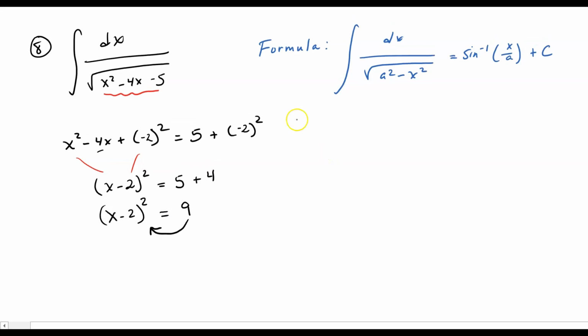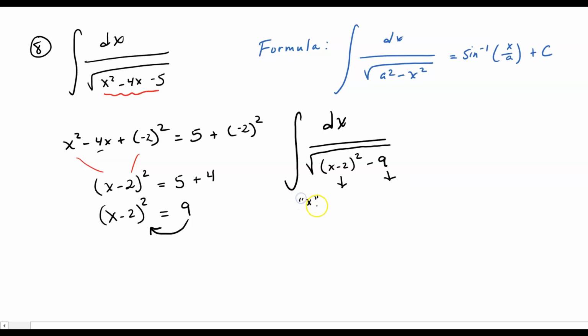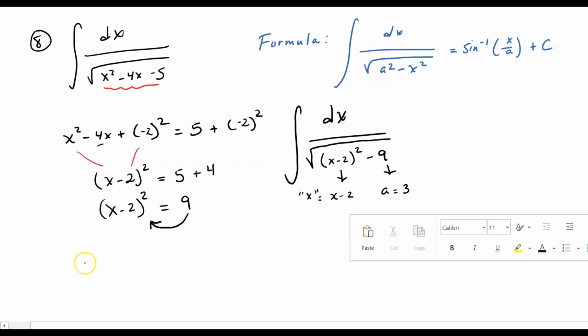And so when we rewrite that integral, what does it look like? We get dx over the square root of x minus 2 quantity squared minus 9. And we pluck out what we know. In this case, again, I'm going to put this "x" in quotations. We say our x component is x minus 2, and we say our a component is 3 because we're just taking the square root. Now that we've got that, we have enough information to solve the integral.